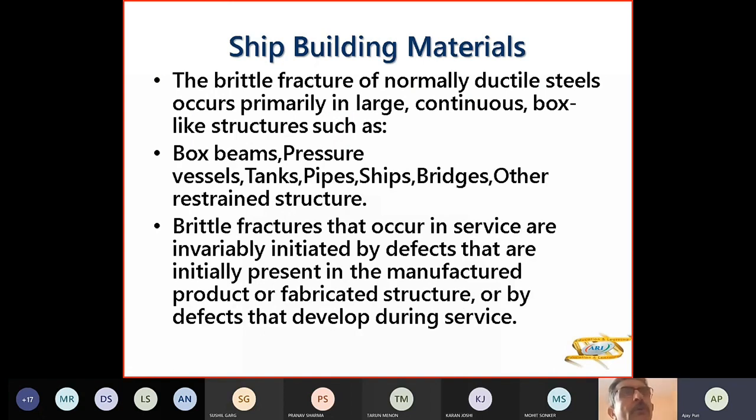Brittle fracture of normally ductile steels can occur in large continuous box-like structures like box beams, pressure vessels, tanks, pipes, ships, bridges, or other restrained structures. And this fracture can occur in service, initiated by defects that were initially present at the manufacturing stage, or it can develop during service.